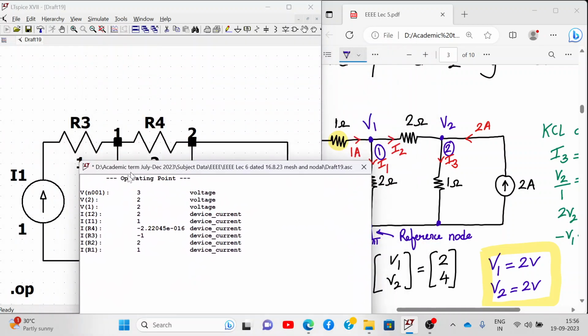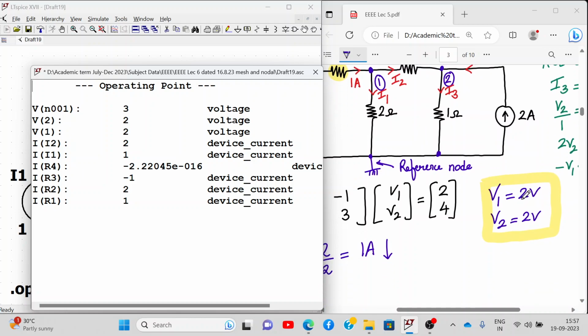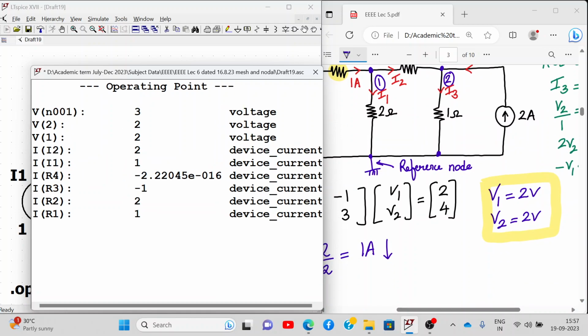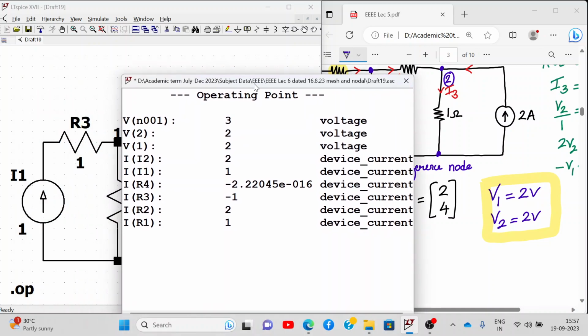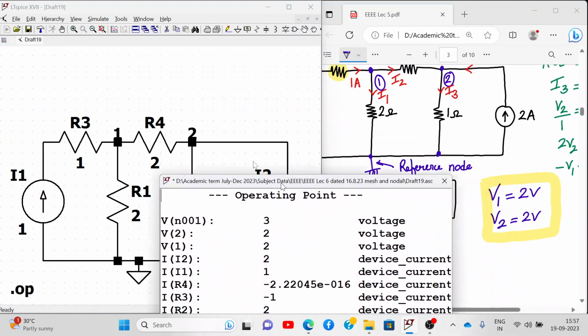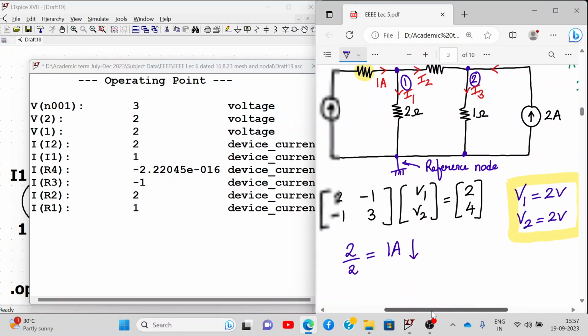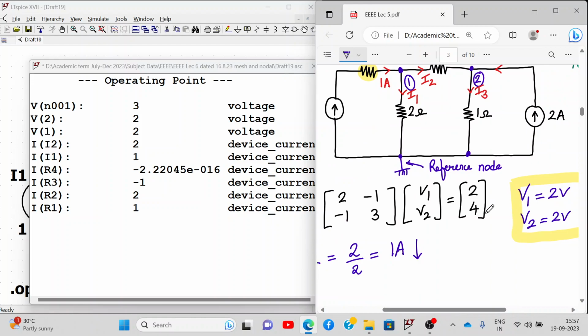At node voltage 1, V of 1 is how much? 2 volt. That is what we are getting over here. See, V of 1 is 2 volt and V of 2 is also 2 volt. So in this manner, we can verify the current or voltage in a linear network very easily. So V1 and V2 are 2 volt.